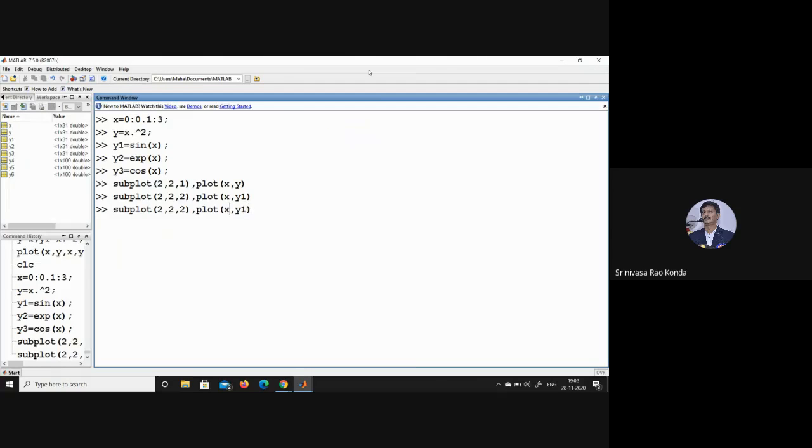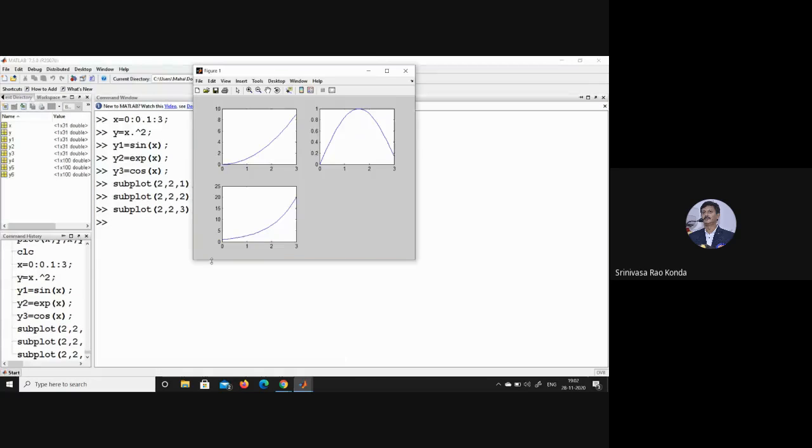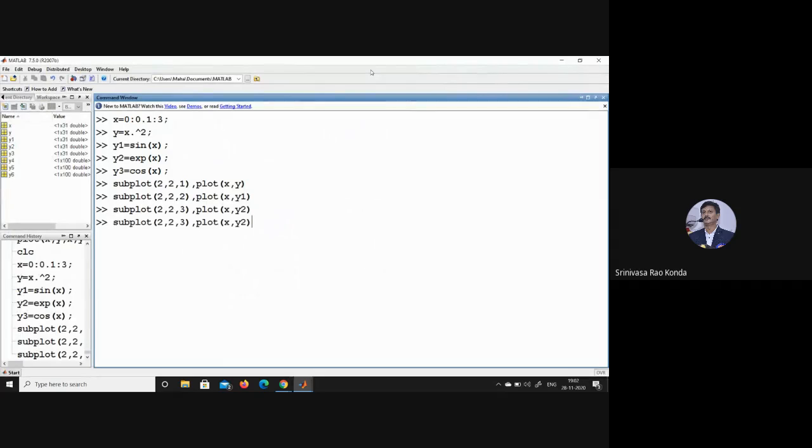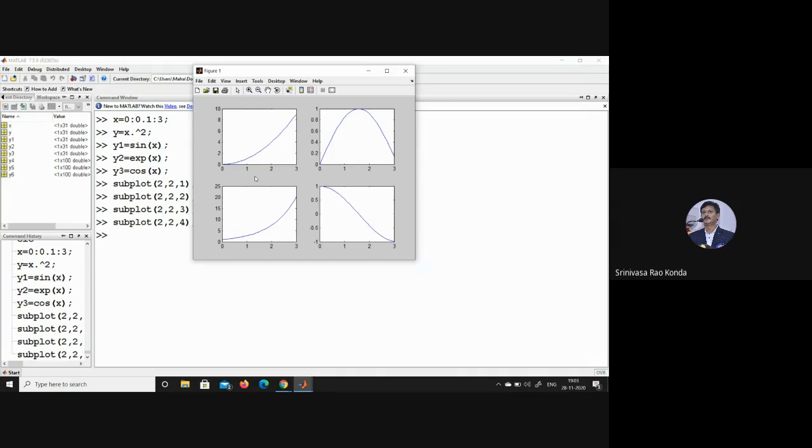Subplot 2, 2, 3, plot x comma y2. Okay. Subplot 2, 2, 4, plot x comma y2. Okay. These are 4 curves.